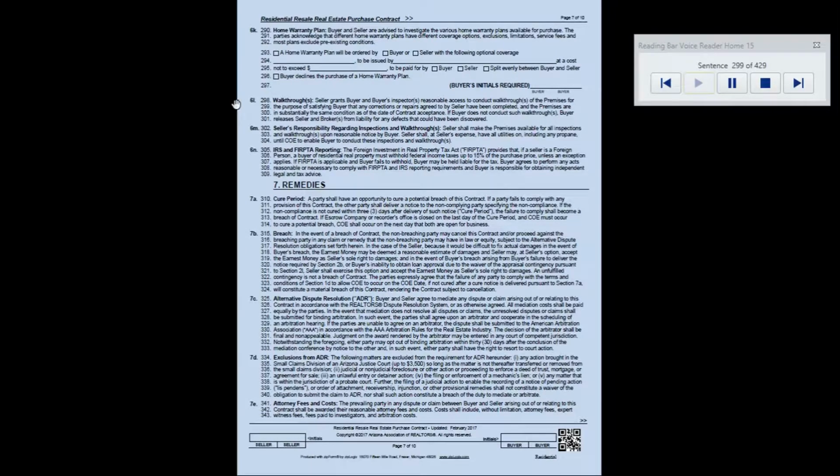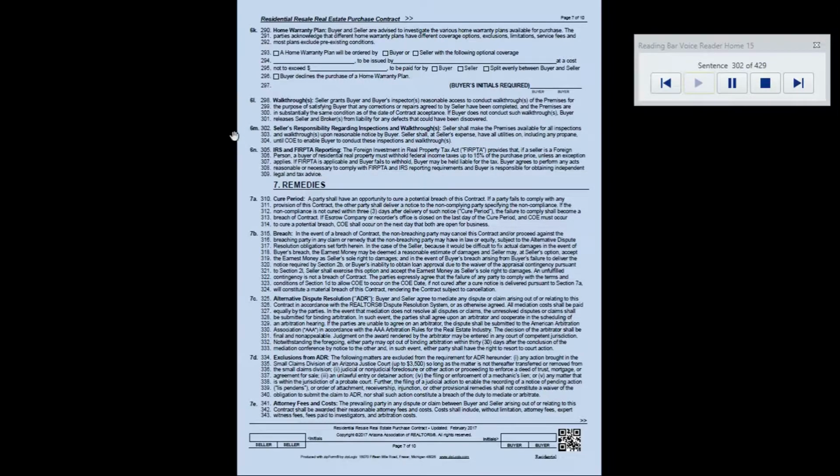6L. Walkthroughs. Seller grants buyer and buyer's inspector or inspectors reasonable access to conduct walkthroughs of the premises for the purpose of satisfying buyer that any corrections or repairs agreed to by seller have been completed, and the premises are in substantially the same condition as of the date of contract acceptance. If buyer does not conduct such walkthroughs, buyer releases seller and broker or brokers from liability for any defects that could have been discovered.